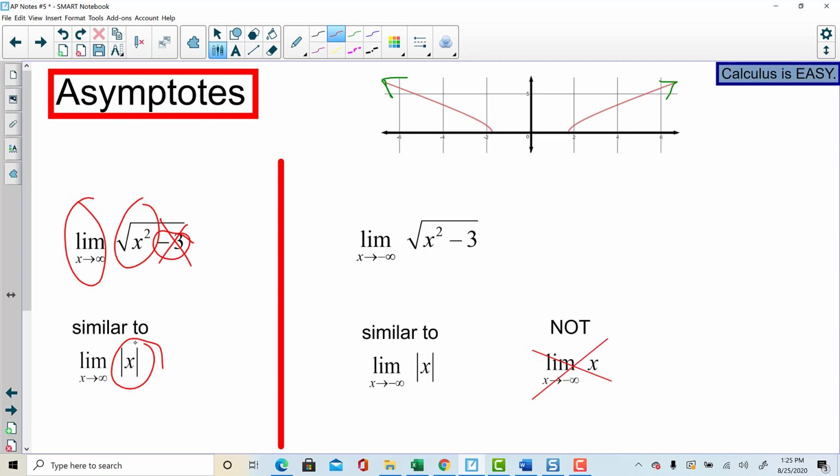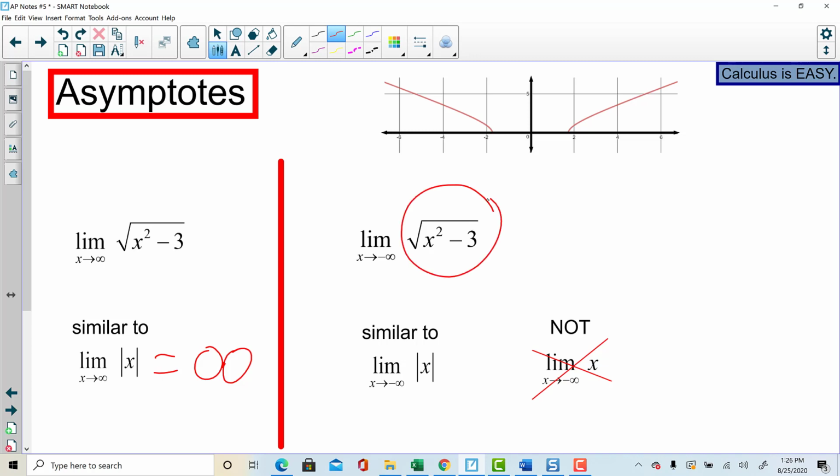So the square root of x squared is going to be similar to absolute value of x. So how do you do the limit as x goes to infinity of the absolute value of x? Well, you just plug in the infinity and you get infinity. What if we were doing the limit as x goes to negative infinity? Would that be any different?